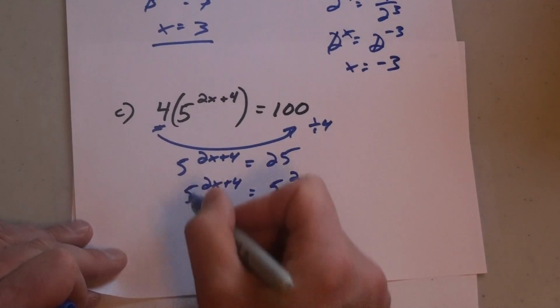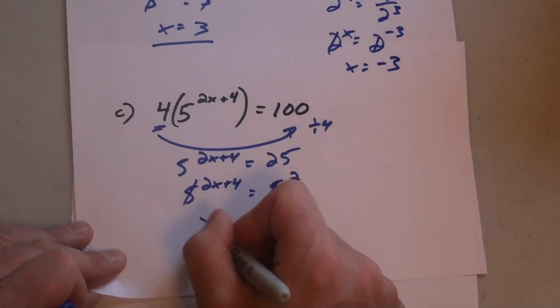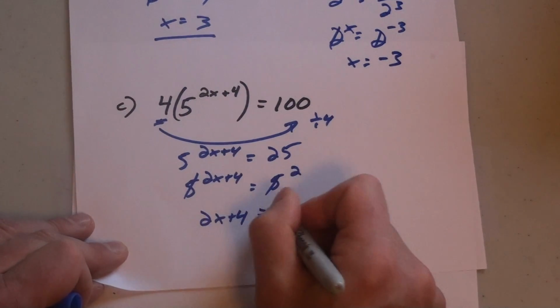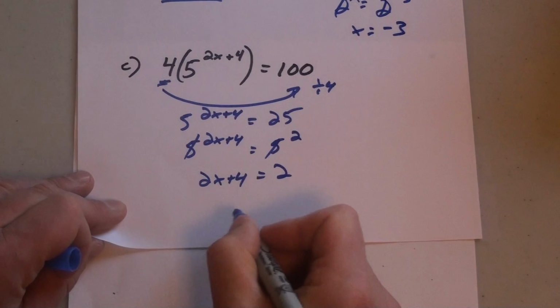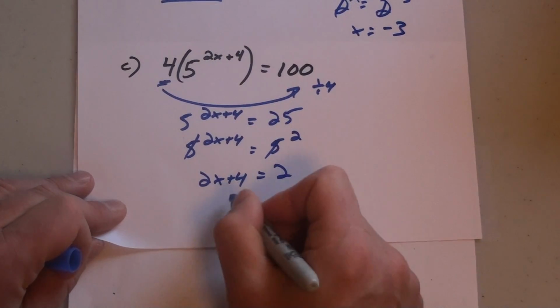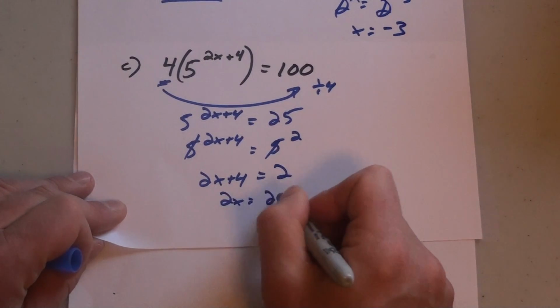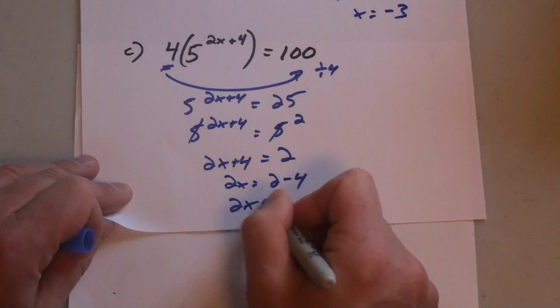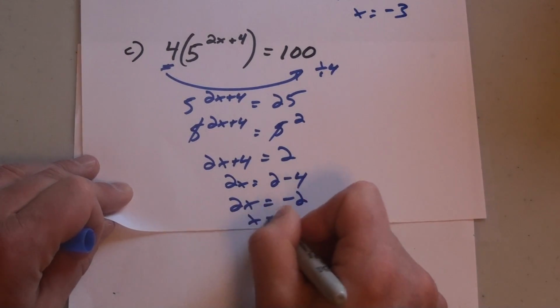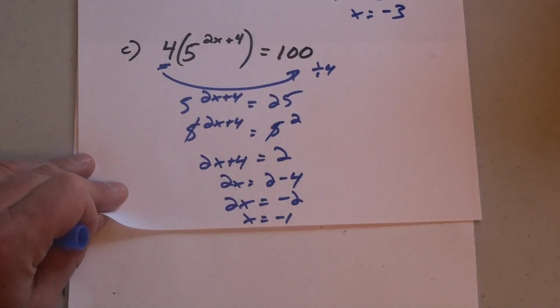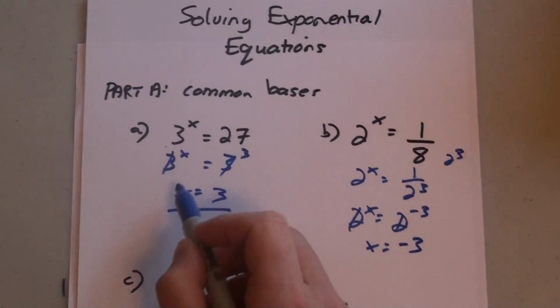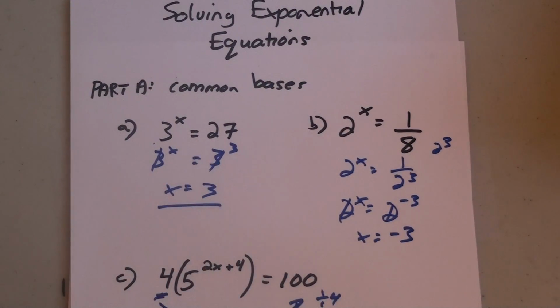I have the same base, so I can cancel them out, and I'll be left with simply 2x plus 4 equals 2, which is my exponents. And then I can solve this equation. So 2x equals 2 minus 4, 2x equals negative 2, and x equals negative 1 as an answer. Okay, so that's what you can do. If you can get them both as the same base, you can cancel out your common base. And you can do all that without a calculator.